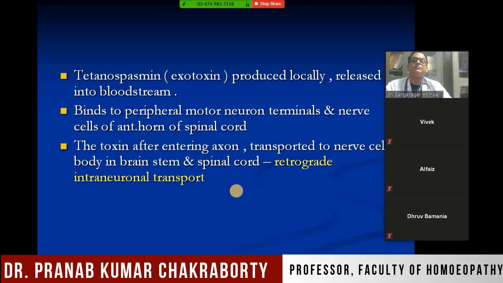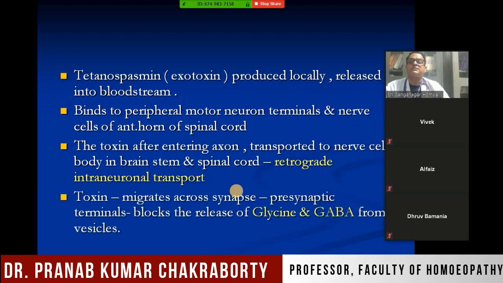And the toxins, after entering axons, are transported to the nerve cell body in the brain stem and spinal cord. This retrograde intraneural transport is known as such. Toxins generally migrate across synapses to the presynaptic terminals. It blocks the release of glycine and GABA.